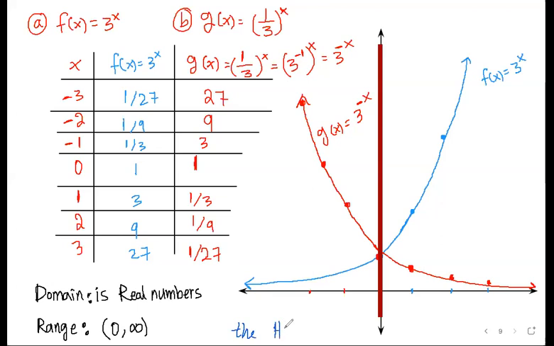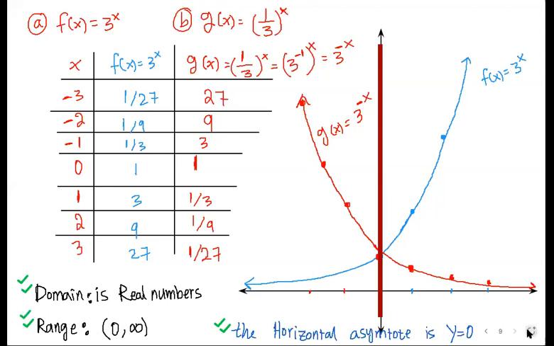So the horizontal asymptote is y equals 0. We have to know the domain, the range, and the horizontal asymptote. These are the most important things.